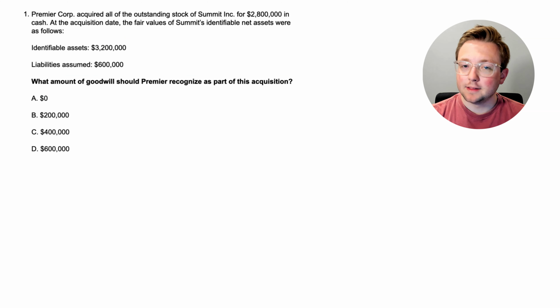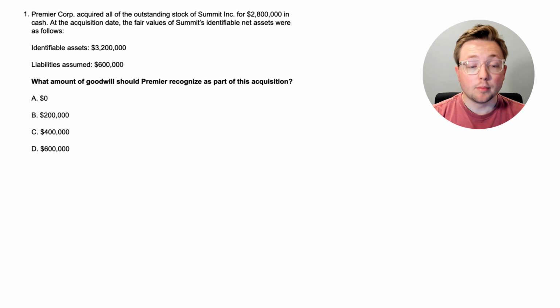All right, here we are at the first question, and as always, I like to point out this strategy if it's available. You want to read the last sentence of a question first, because frequently that's the actual question. That's what you're actually supposed to be doing for the given topic. So you read that first to give you context for what you're dealing with, and then you read the rest of the question so that you know what you're supposed to be looking for. This is a great strategy for test day. So let's do that here. What amount of goodwill should Premier recognize as part of this acquisition?